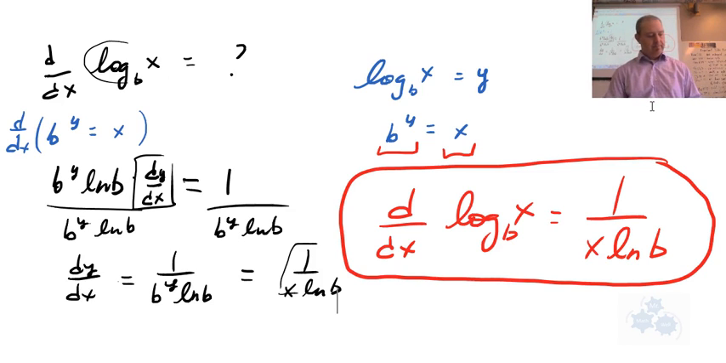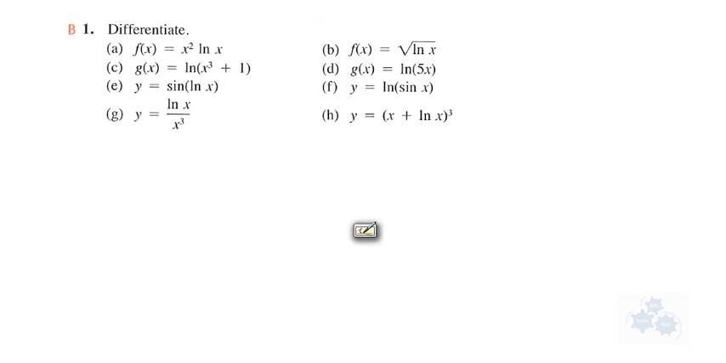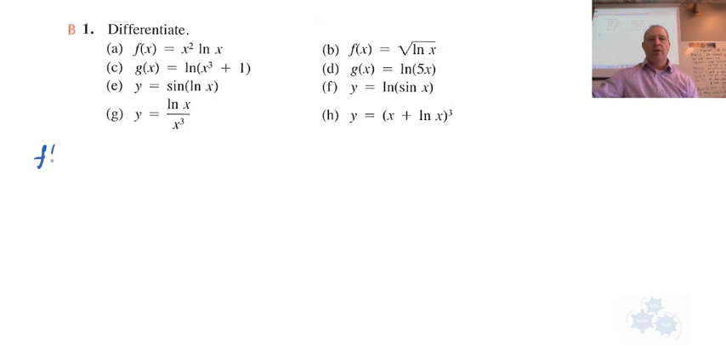All right, so if we're going to differentiate f prime of x, let's say for a, x squared ln x, this is two functions multiplied together. What rule do we have to use there? Product rule, right? The product rule is the derivative of the first one times the second plus the first one times the derivative of the second.